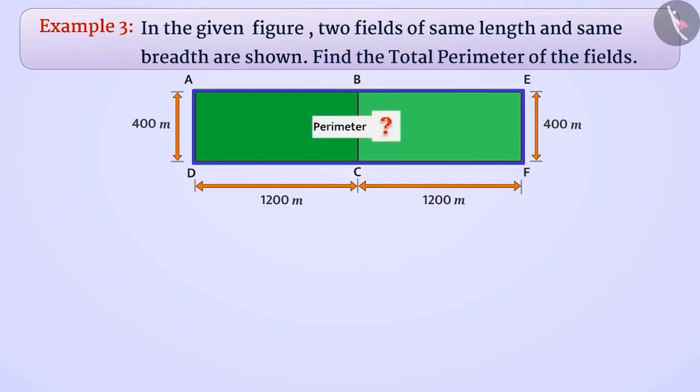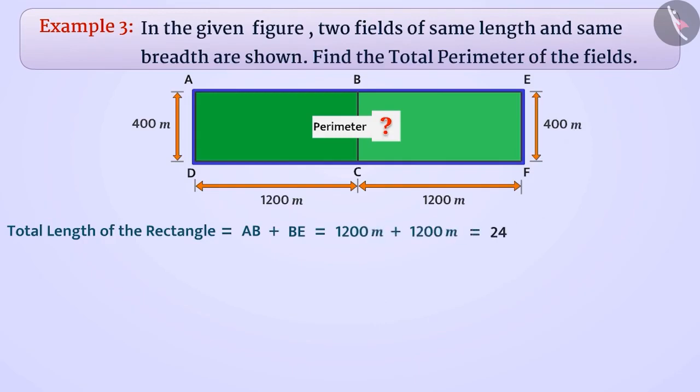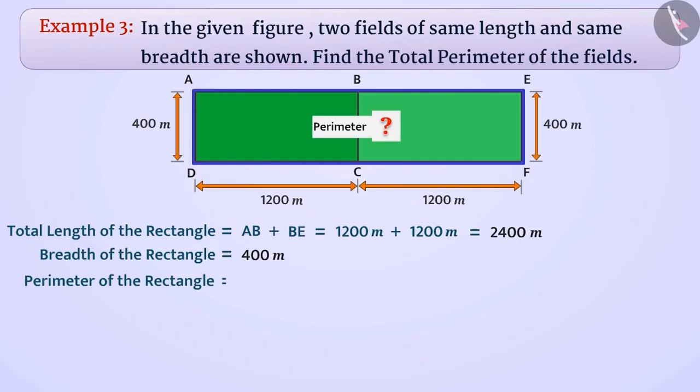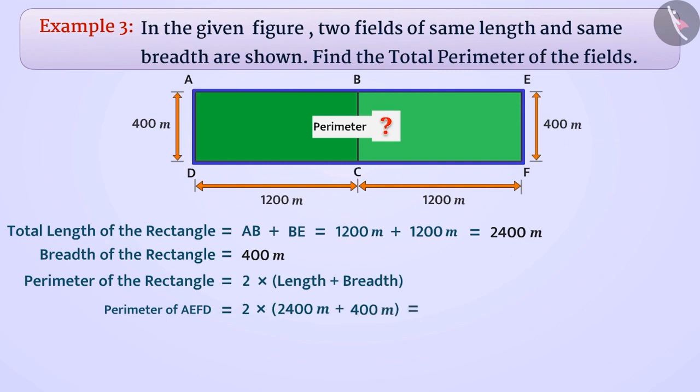For this, we first have to find the total length of this rectangle. Here, the total length of this rectangle will be AB plus BE, which is equal to 1200 meter plus 1200 meter, which is equal to 2400 meter. However, there is no change in the breadth, so the breadth of the larger rectangle will remain 400 meter. We know that the perimeter of the rectangle is equal to 2 into length plus breadth. Thus, the perimeter of the rectangle AEFD is equal to 2 into 2400 meter plus 400 meter, which is equal to 2 into 2800 meter, which is equal to 5600 meter.